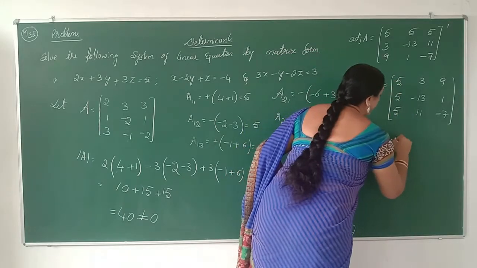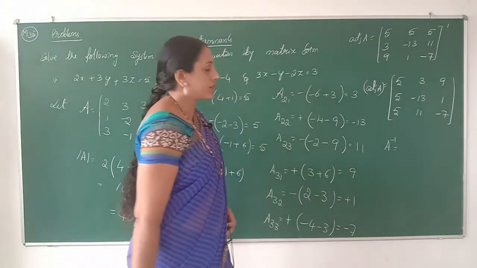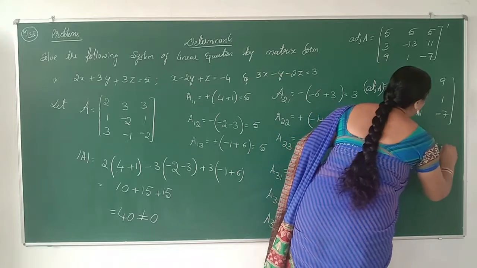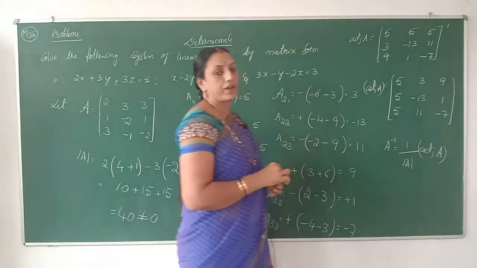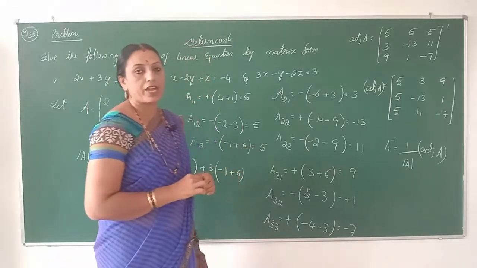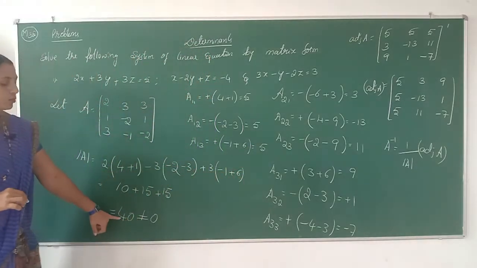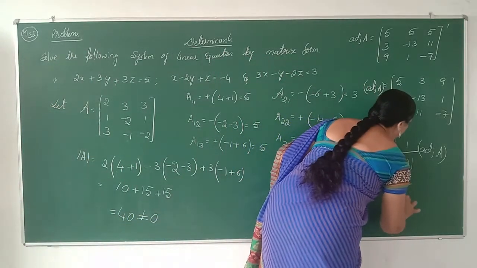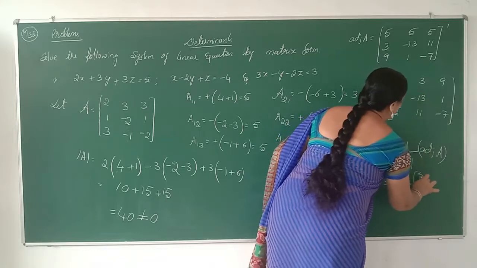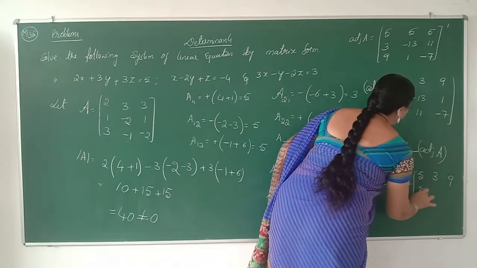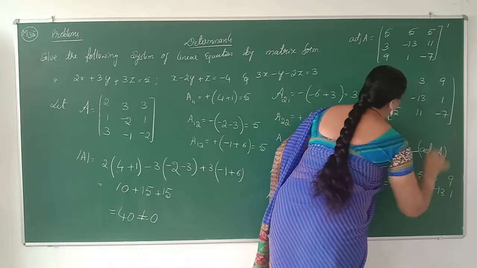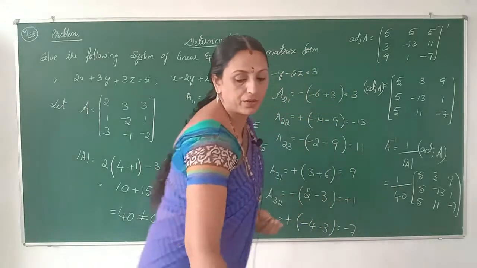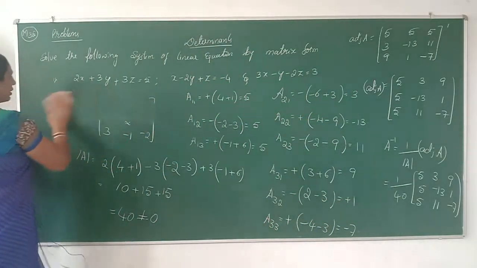So after then, by using the formula for inverse, A inverse is defined by 1 over determinant of A into adjoint of A. So what is the value of determinant of A? It is 40. That is 1 divided by 40 into adjoint, which is 5, 3, 9, 5, minus 13, 1, 5, 11, minus 7.